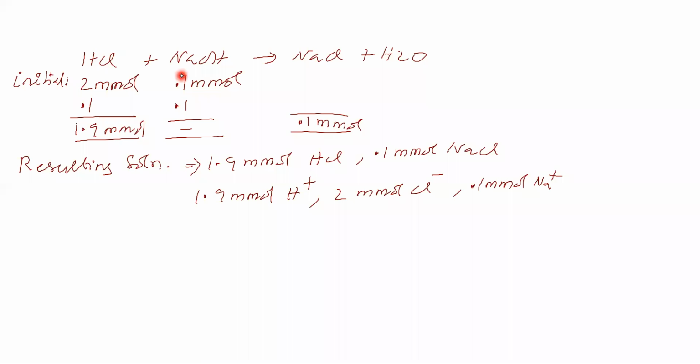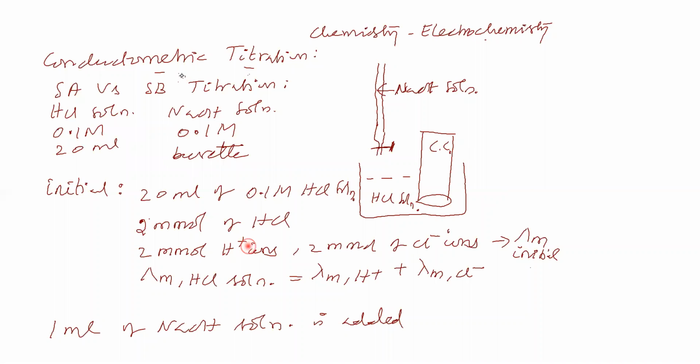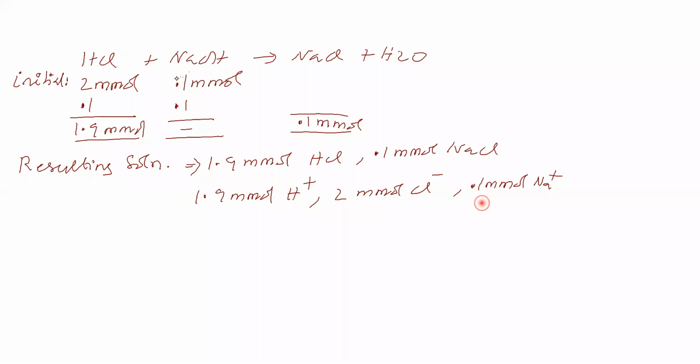Before adding sodium hydroxide, only H plus ions are there. Cations, if you see, only H plus ions, 2 millimoles. After adding sodium hydroxide, 1.9 millimole of H plus and 0.1 millimole of Na plus. Total remains the same, but the nature is different.